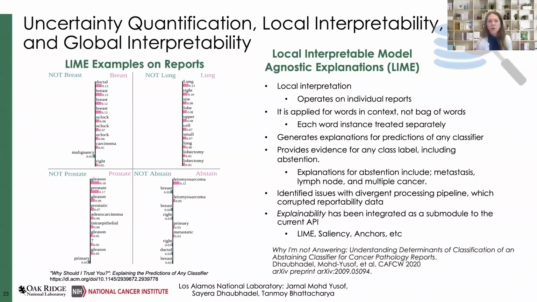So LIME is a local interpretability method. And what I'm showing you here on the left is a figure that shows you examples from a LIME report. So in this case, we were looking for words that were important predicting the type of cancer, lung, breast, or prostate. And then that abstention class that I was talking about earlier, where it is unable to predict. And we find that the relevant words make intuitive sense, which is very, very good for us. So we utilize this method as an important step in identifying systematic errors in the data that could lead to unreliable predictions. As I said, it's part of our workflow.